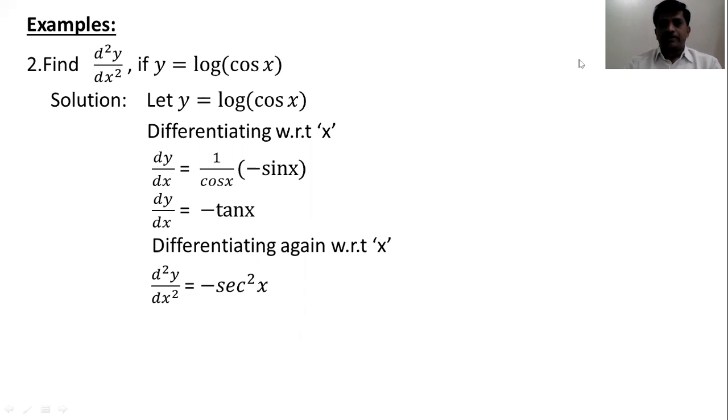Differentiating again with respect to x, d square y by dx square equals, tan x differentiation is secant square x, that is minus secant square x.